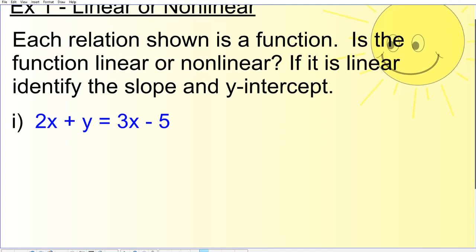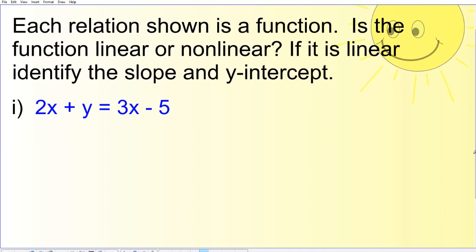Okay? Letter I. Here's another one for you to try. So your job is to figure out, is this linear or nonlinear? So go ahead and pause the video, try it on your own, and see what you can get done. When you're ready to continue, hit play, and we will go through it together.